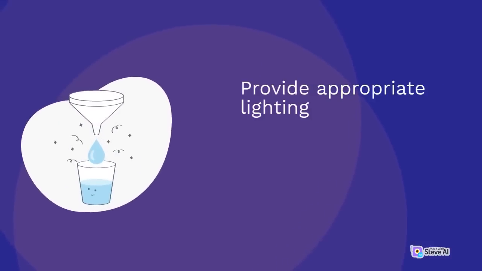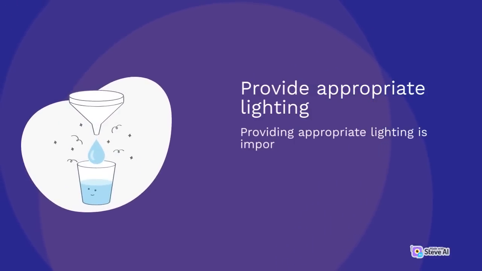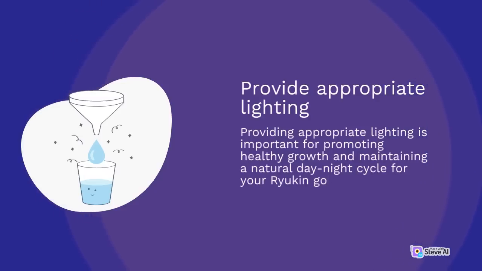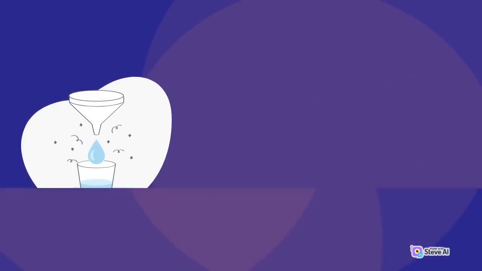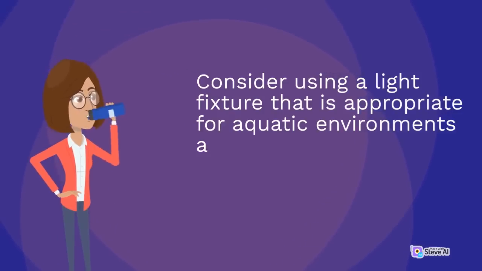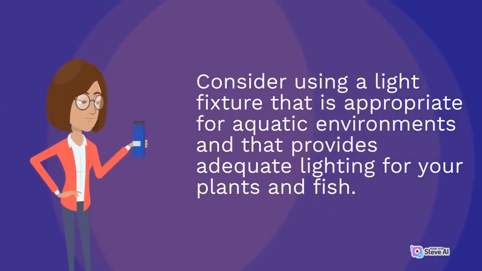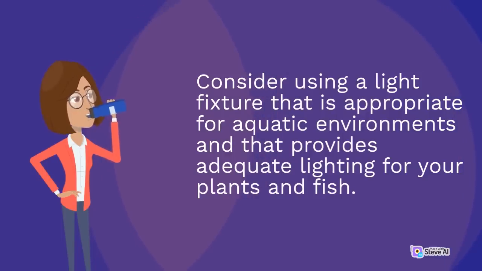Provide appropriate lighting. Providing appropriate lighting is important for promoting healthy growth and maintaining a natural day-night cycle for your Ryukyu goldfish. Consider using a light fixture that is appropriate for aquatic environments and that provides adequate lighting for your plants and fish.